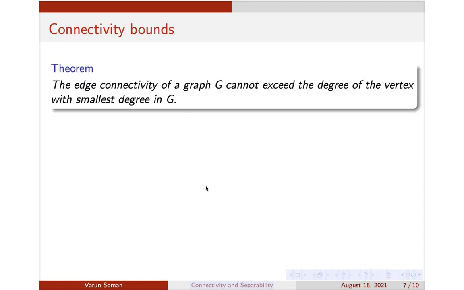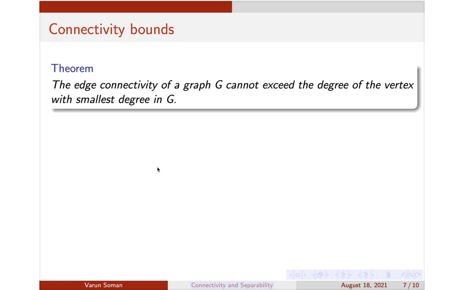Moving forward, one simple thing which you have already observed is that the connectivity of a graph cannot exceed the degree of the vertex with smallest degree in G. Here, the edge connectivity of a graph. There are many notations for edge connectivity in many books; I'm not using any of them here. In some books they use the notation kappa of G, lambda of G, etc. It depends on the textbook, but I'm not using any of these notations right now. Just try to understand this: the edge connectivity of a graph cannot exceed the degree of the vertex with smallest degree in G.